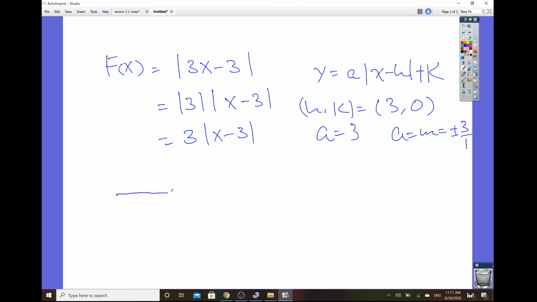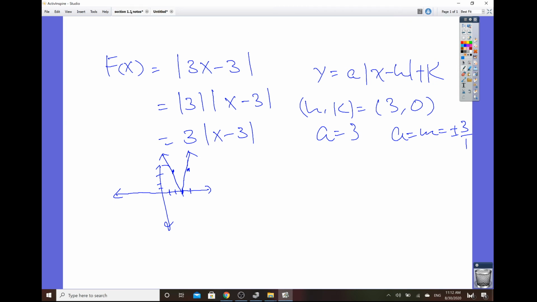Okay, so that means for the graph, it's going to be like this. So start with the vertex, 3, 0. And then for the slope, it's up 3, 1 over to the right. Okay, so up 3, 1 over to the right. Or this one could be considered up 3 and 1 over to the left. Because again, the slope could be either positive or negative. Okay, so once you get those dots, simply connect them. And that'll be the absolute value graph.